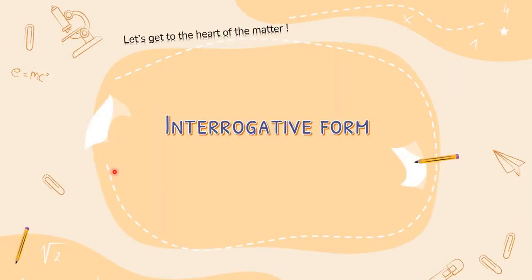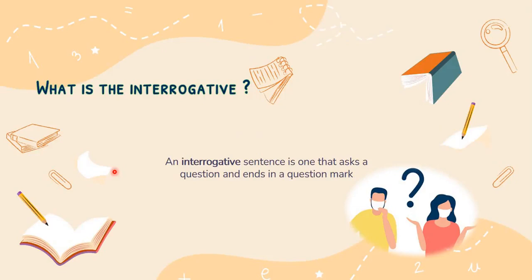So let's get to the heart of the matter. Our lesson is the interrogative form. Now let's start from the question: what is the interrogative? The interrogative sentence is one that asks a question. Simply, it's the question, which always ends with the question mark. This is the question mark.